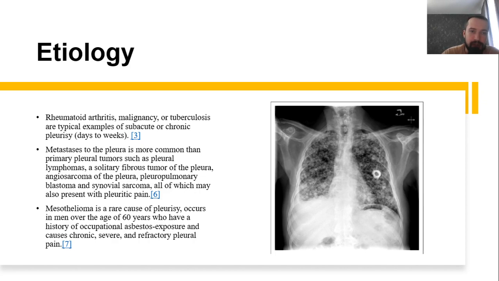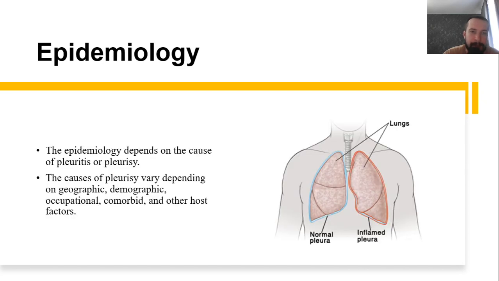Metastasis to the pleura is more common than primary pleural tumors such as pleural lymphomas, a solitary fibrous tumor of the pleura, angiosarcoma of the pleura, pleuropulmonary blastoma, and synovial sarcoma, all of which may also present with pleuritic pain. Mesothelioma is a rare cause of pleurisy, occurs in men over the age of 60 years who have a history of occupational asbestos exposure, and causes chronic severe and refractory pleural pain.